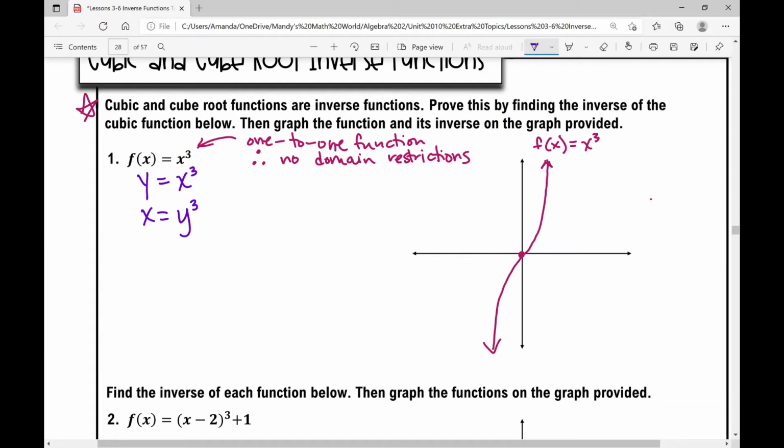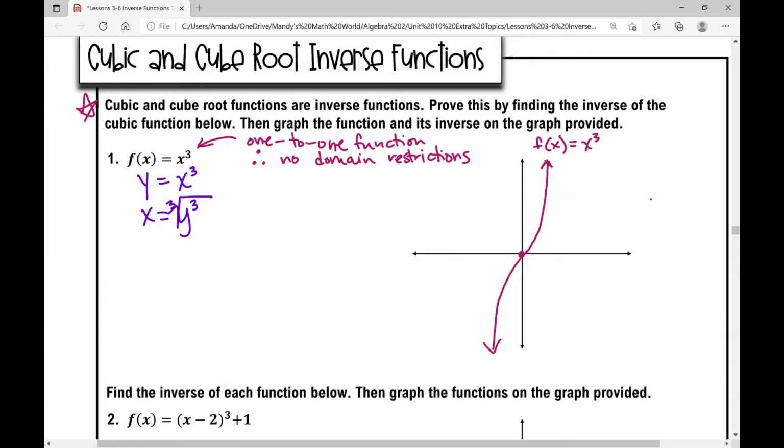And now my goal is to get y all by itself, which means I need to undo that 3 as an exponent. So how do I undo the cube? I'm going to take the cube root. What I do to one side, I have to do to the other. And I'm left with the cube root of x equals y. How would I write this in function notation? f inverse of x equals the cube root of x.